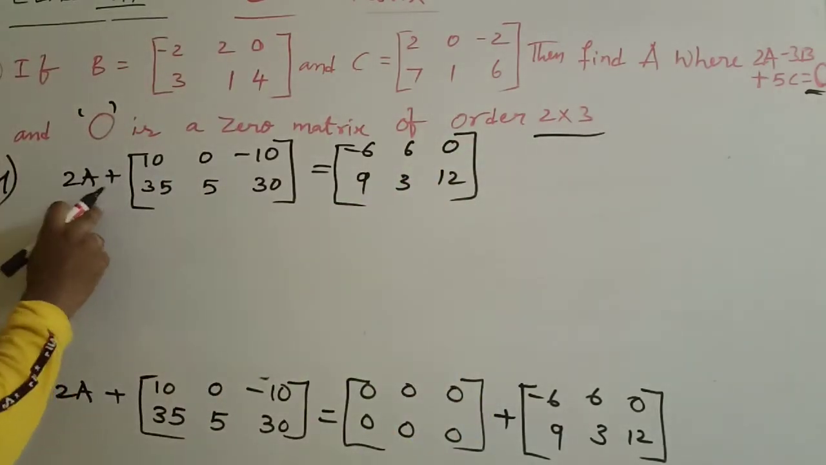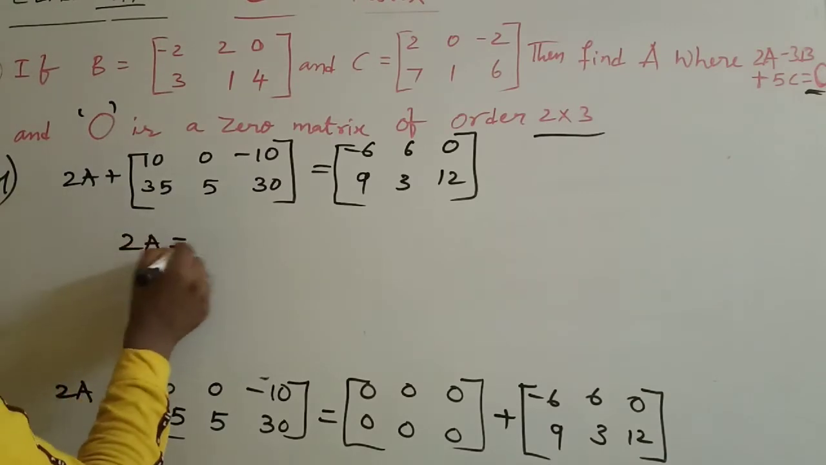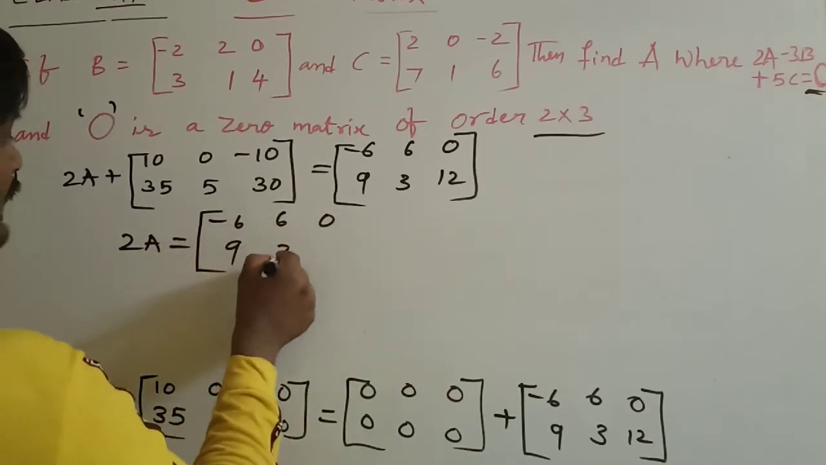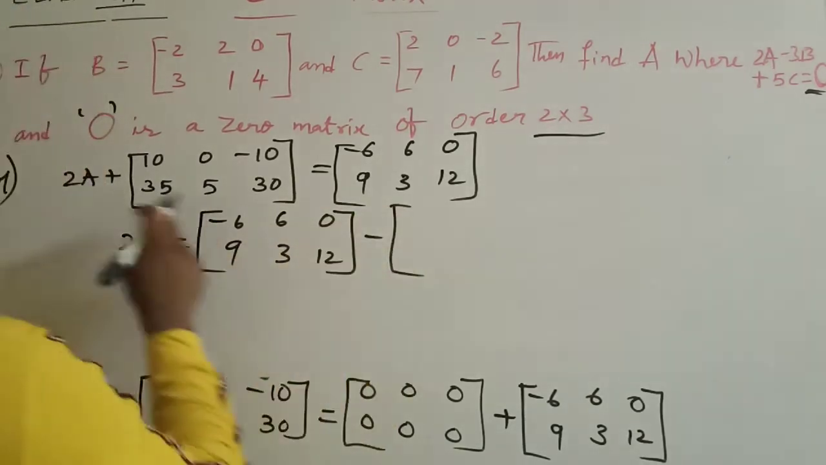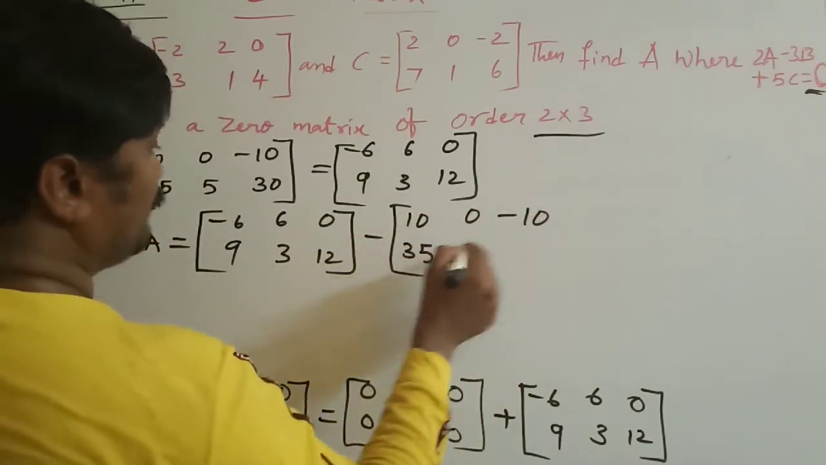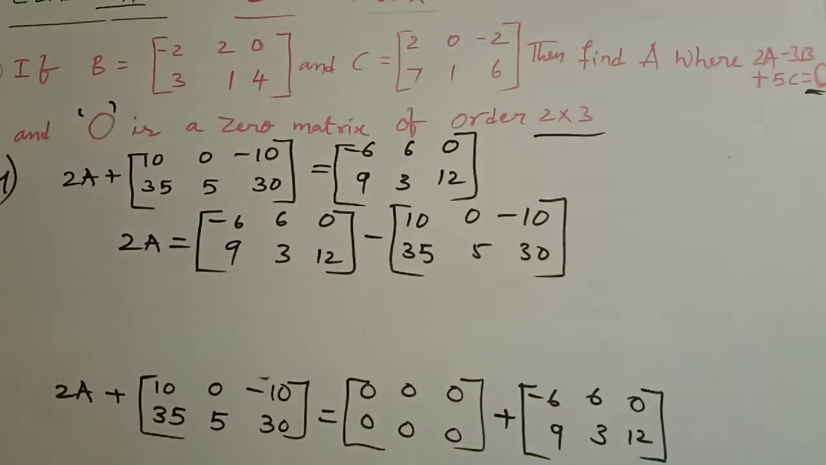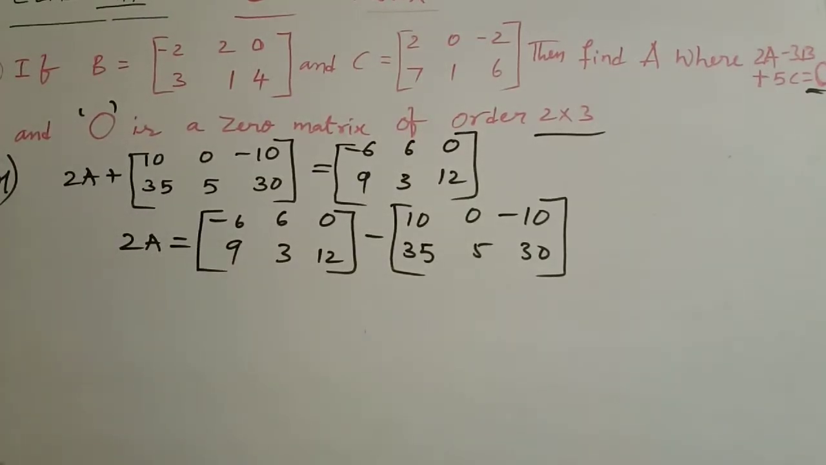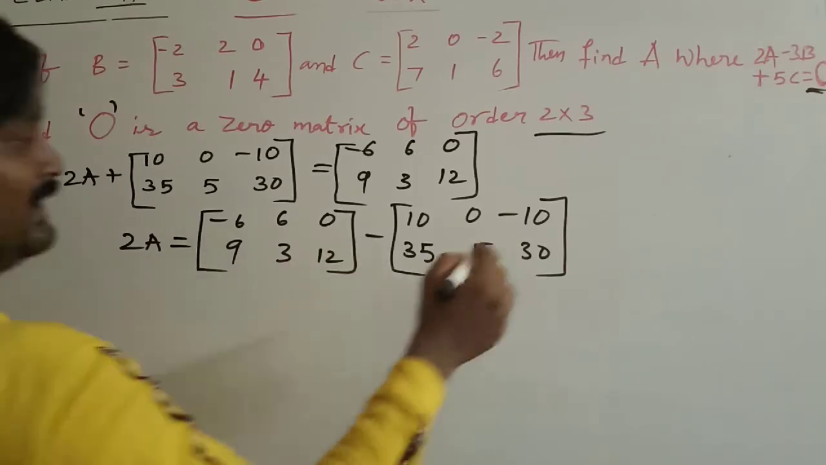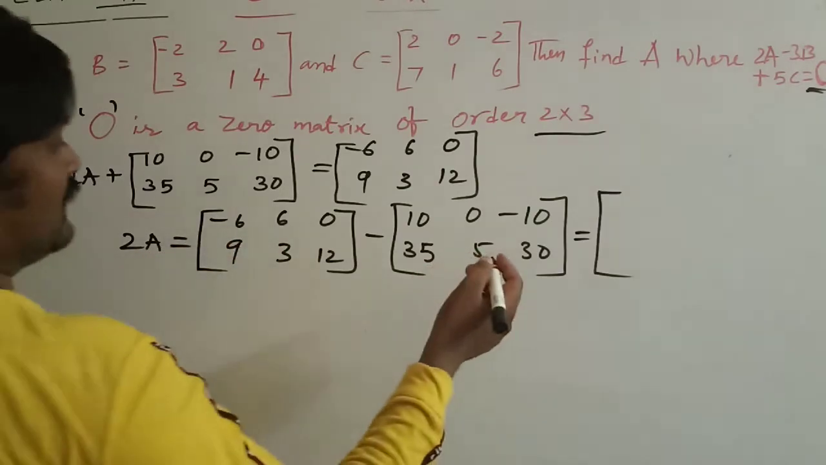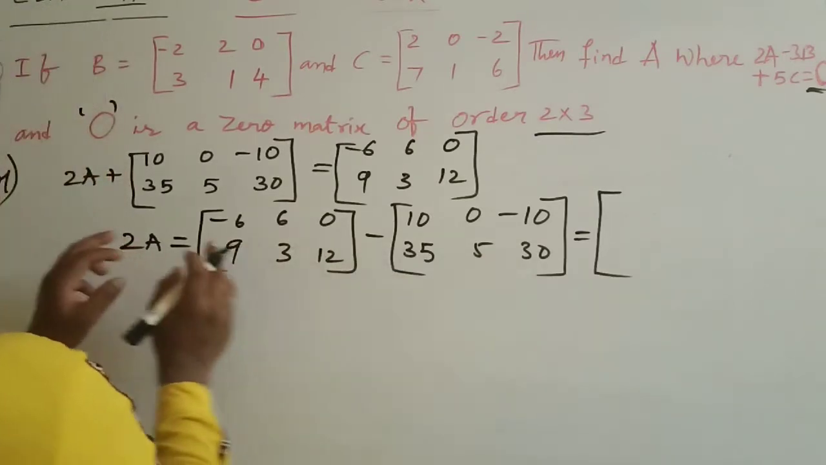Now the plus goes to that side as minus. So 2A is equal to, just normal simplification only: minus 6, 6, 0, 9, 3, 12, minus, because here plus goes to that side as minus, 10, 0, minus 10, 35, 5 and 30. Now you just need to do the subtraction so that you get your answer. So how to do that subtraction? Observe here so that you can understand. I will do this subtraction directly here for you. This simplification step is not for 2A, okay?